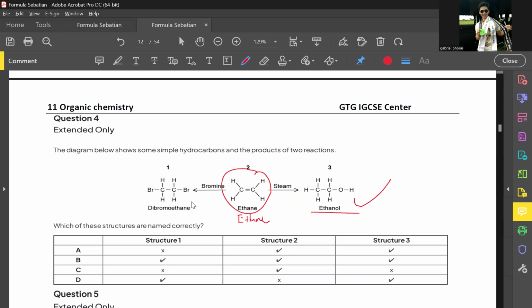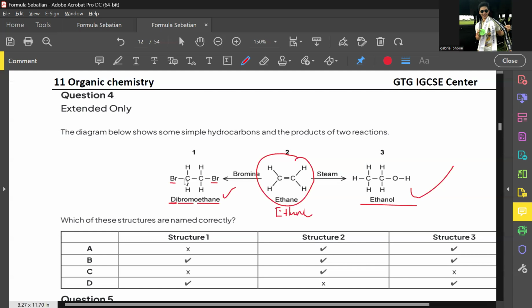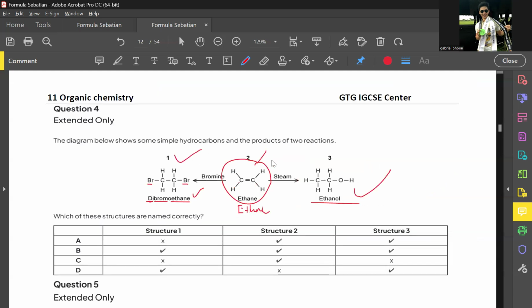This one maybe you don't know, guys, but let me introduce you to this new thing that you probably haven't seen before. Do you know what the word di means? Yeah, it means two, guys. Dibromo means there's two bromine attached to this ethane, which is actually correct. So the correct one is 1, not 2, and 3 is basically not here.